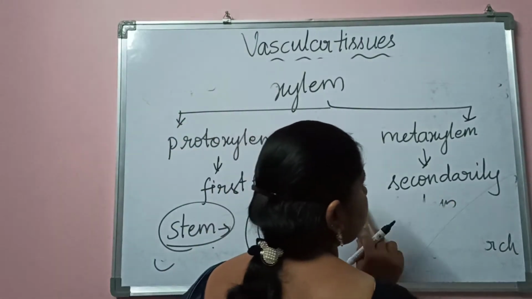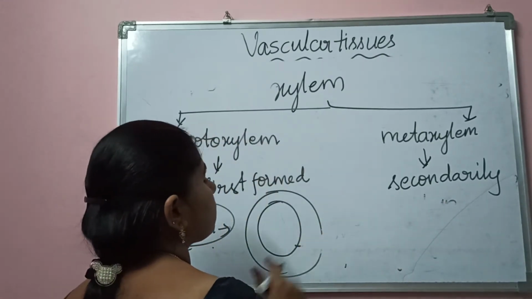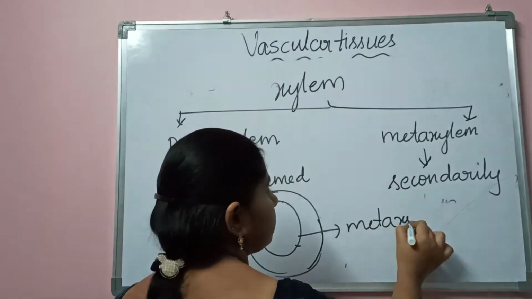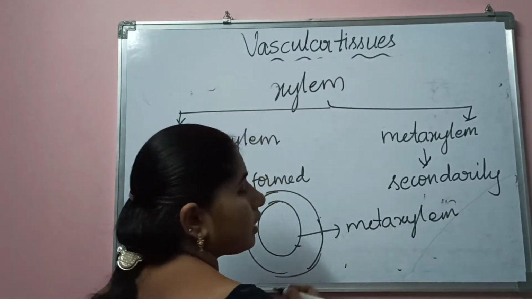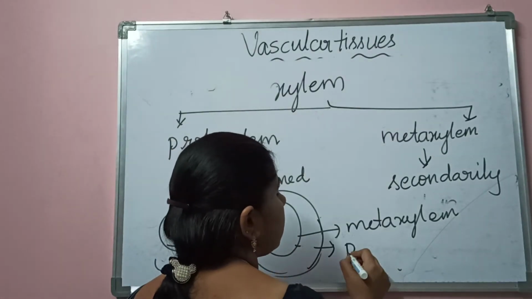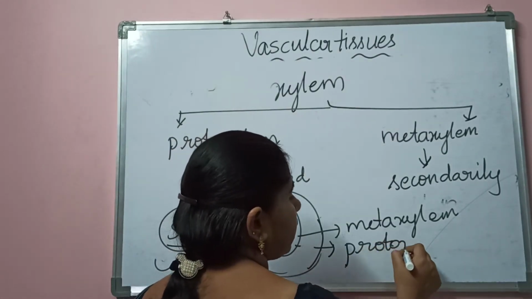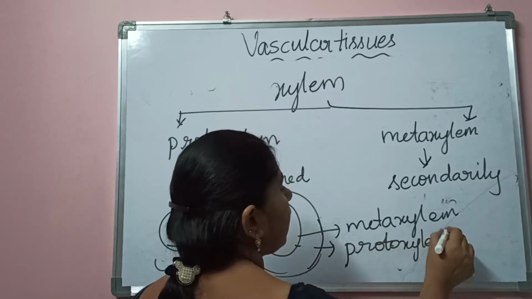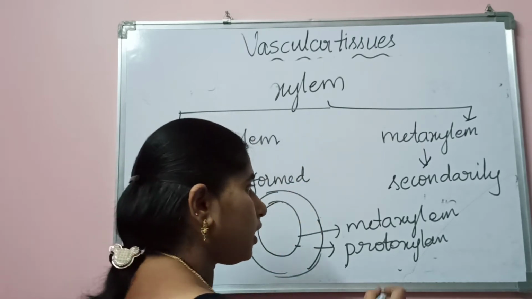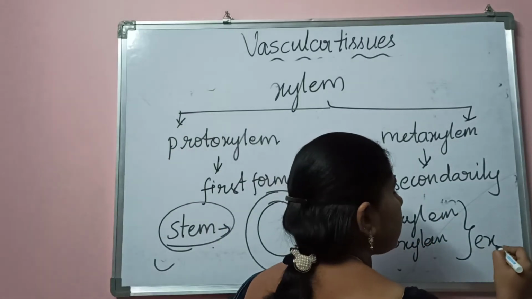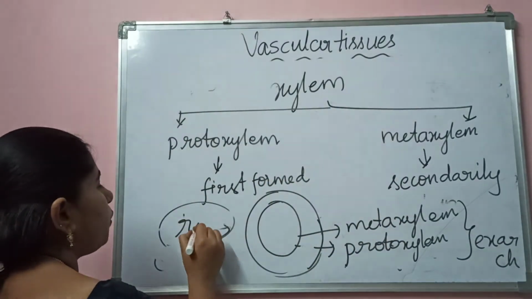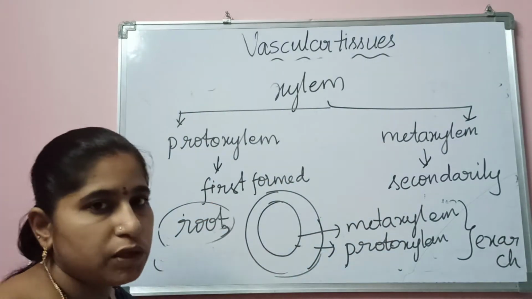And next, if the metaxylem is towards the center, towards the pith region, and the protoxylem is towards the periphery, it is called exarch xylem. Exarch xylem is observed in the root.